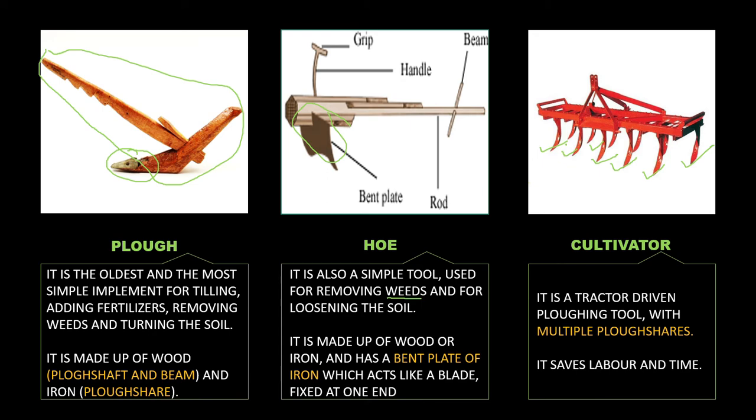So these are the tools and implements used for preparation of the soil. We also understood why the soil is tilled and ploughed. Yes, to bring up the nutrients and to help roots of the plant go deep into the soil. So this brings us to the end of the first part video of this chapter.